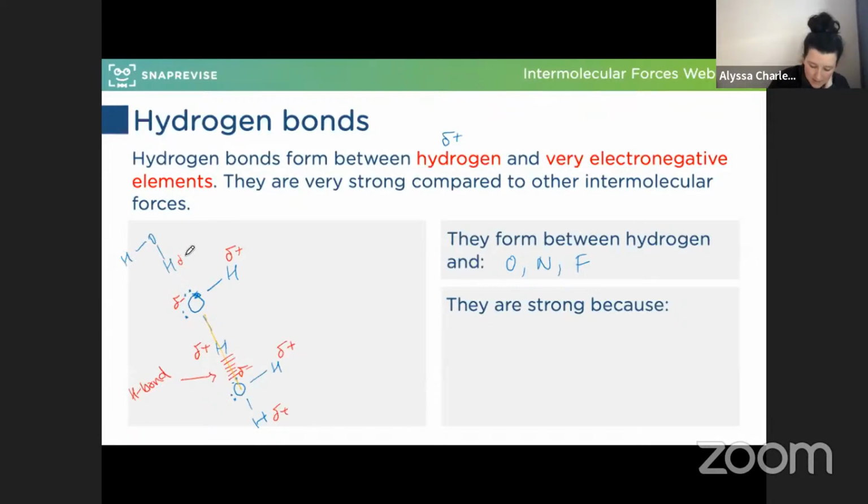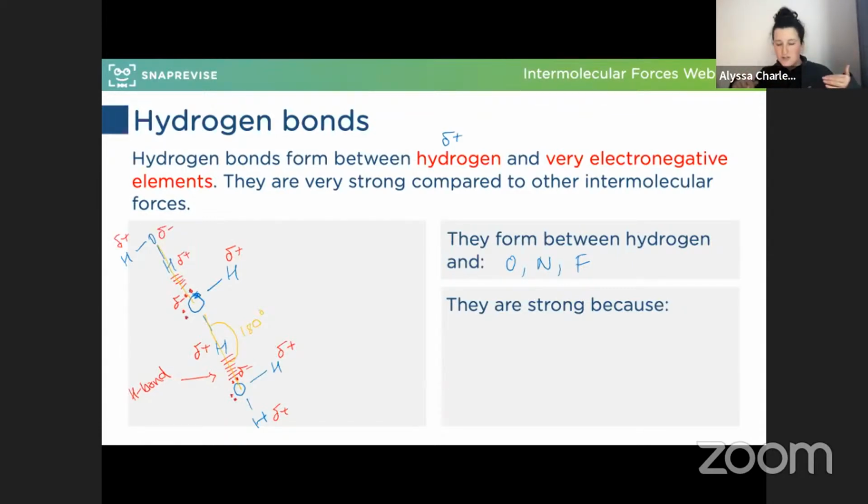But again, you always need to label your delta positives and delta negatives. Must always make sure you label your lone pairs where they are appropriate, because you will get marked on that. And again, we need to have 180 degrees across the hydrogen bond between the oxygen and the hydrogen-oxygen bond as well. Must be 180 degrees. Oops, I haven't done my delta negative oxygen either. There we go.